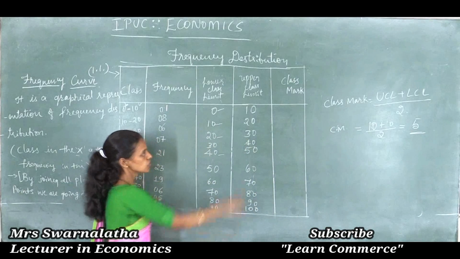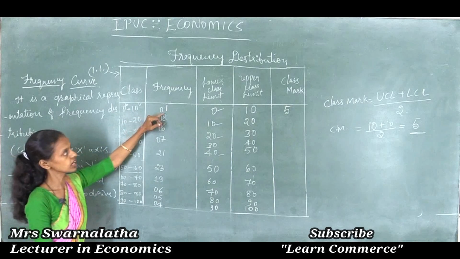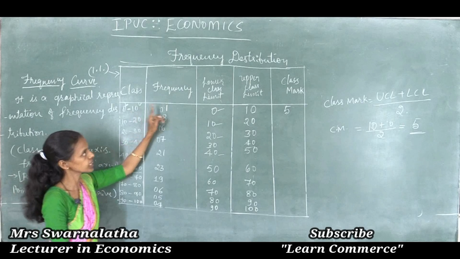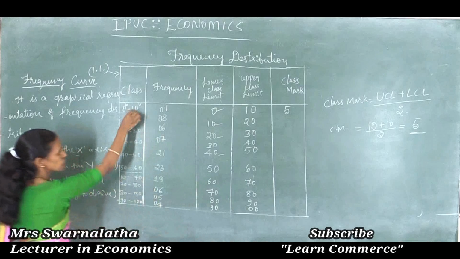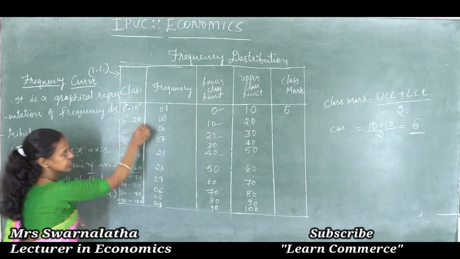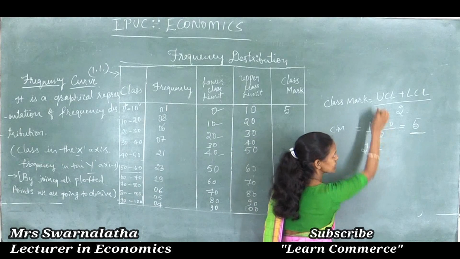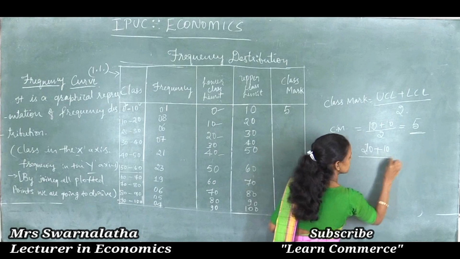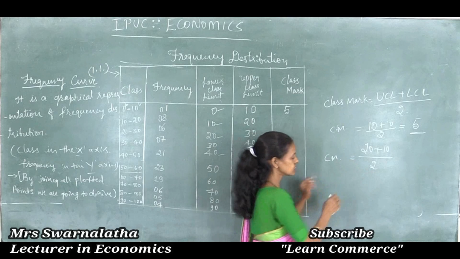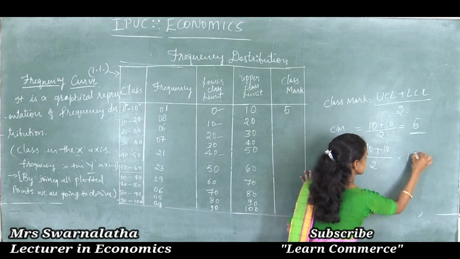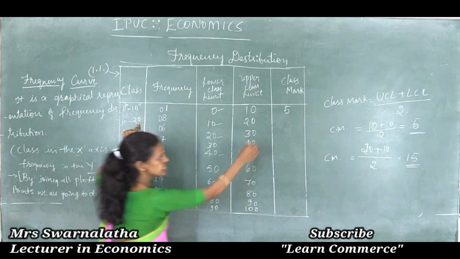Class midpoint is 5. For the class 0 to 10, frequency is 1 student who scored marks between 0 and 10. The lower limit is 0, the upper class limit is 10, and the class midpoint is 5. Next is 10 to 20. As per the formula, first take the upper class limit plus the lower class limit, divided by 2. 20 plus 10 is 30, 30 divided by 2 is 15. So for the class 10 to 20, the class midpoint is 15.